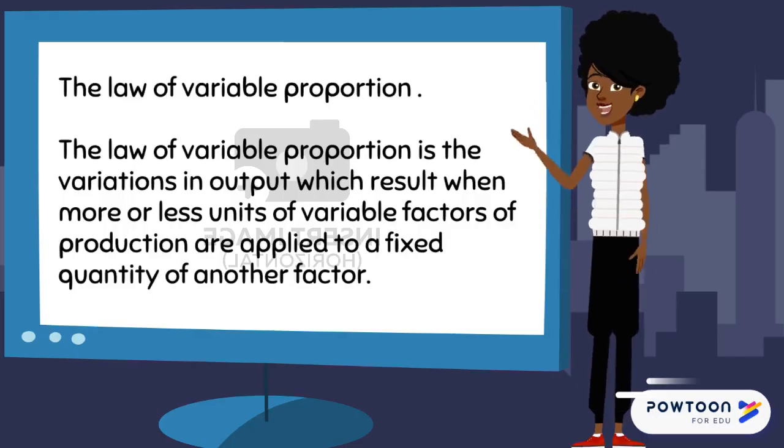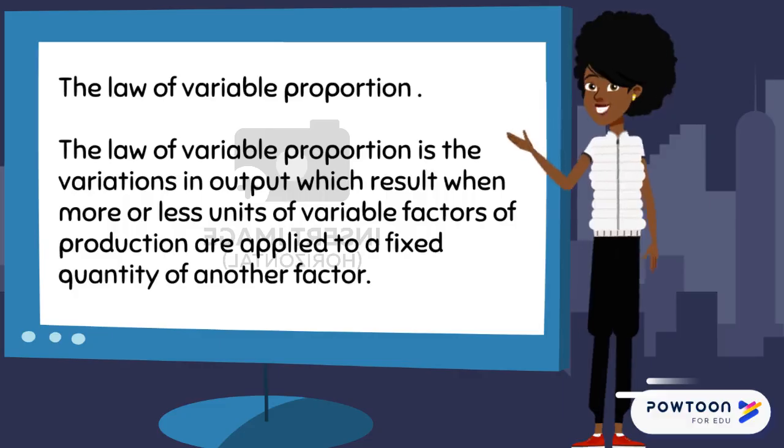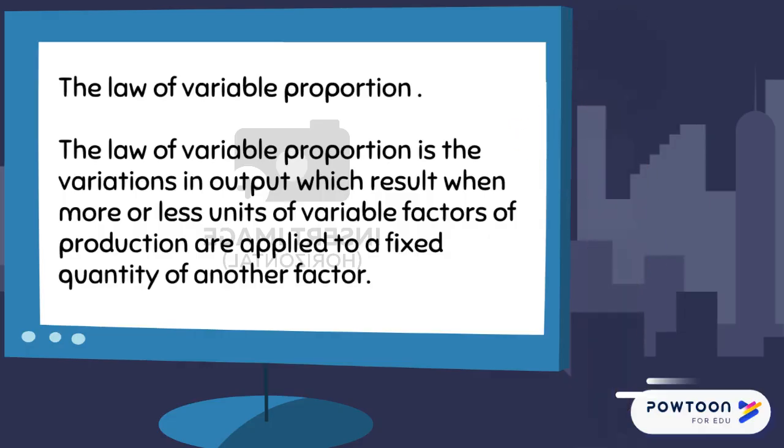Now let's look at the law of variable proportion. The law of variable proportion is the variations in output which result when more or fewer units of variable factors of production are applied to a fixed quantity of another factor.